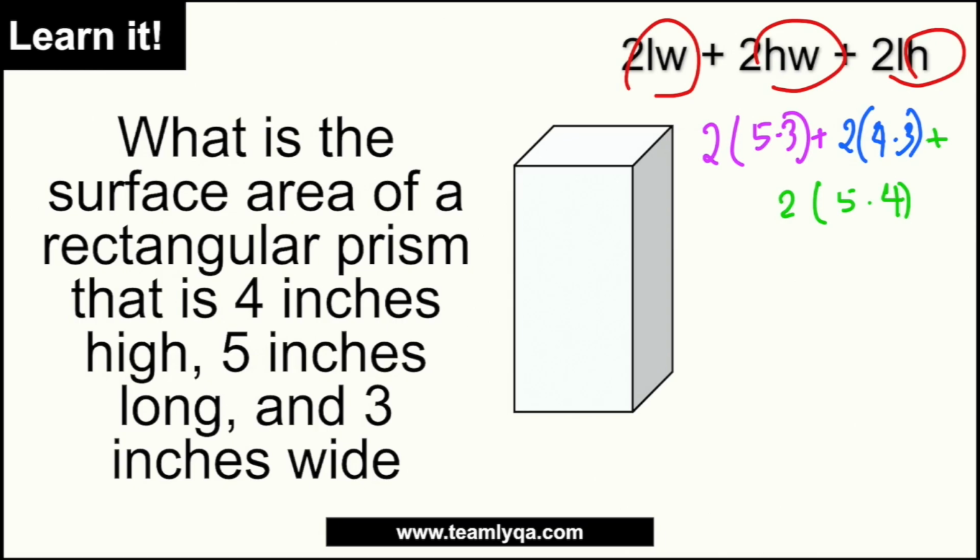So, solve lang natin siya. So, 5 times 3 is 15 times 2, that would be 30. Plus, and then yung ating next one, 4 times 3 is 12 times 2, 24. And then yung ating last one, which is 5 times 4, 20 times 2 is 40. Now, again, dahil multiplication naman to, hindi na din magmamatter kung saan kayo nagsimula. Kahit dito ka magsimula, 5 times 2 is 10, times 3, 30 pa rin naman yun.